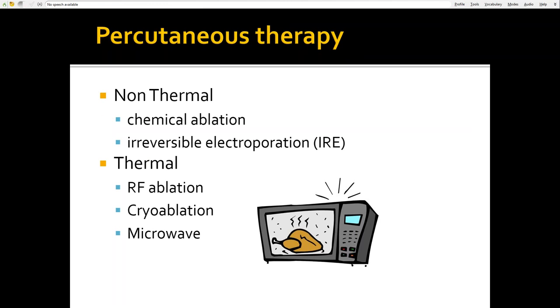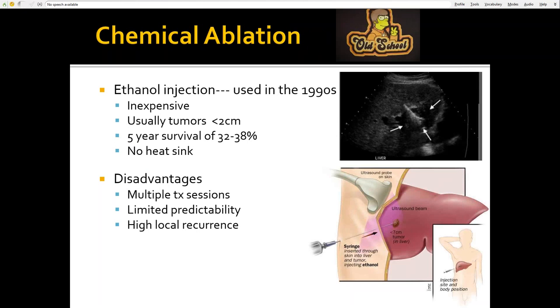So what are our percutaneous therapies? What do we use from the outside in, either using CT or ultrasound-guided therapy? You can have non-thermal, which doesn't use heat, which includes chemical ablation and irreversible electroporation, or you can use thermal techniques such as RF ablation, cryoablation, and microwave, so for cooking tumors. So the first thing we'll go over briefly is chemical ablation.